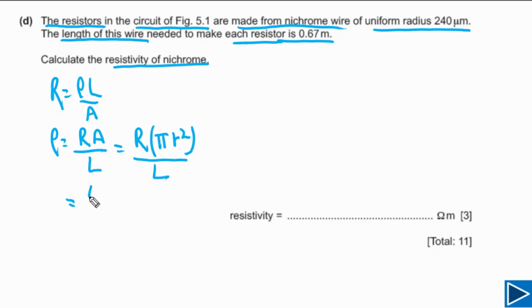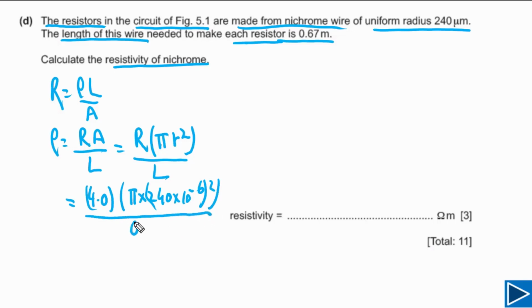So the resistance of each resistor we have already calculated. That was equal to 4.0 ohms. Now we simply need to multiply pi with the radius of the wire. The radius of the wire is given, this is 240 micrometers, so this is 240 times 10 to the negative 6. We have to take the square of the radius, and divide by L. L, the length of wire for each resistor, is given, that is 0.67 meters. Now simply we need to calculate and we can get the value of resistivity for nichrome.